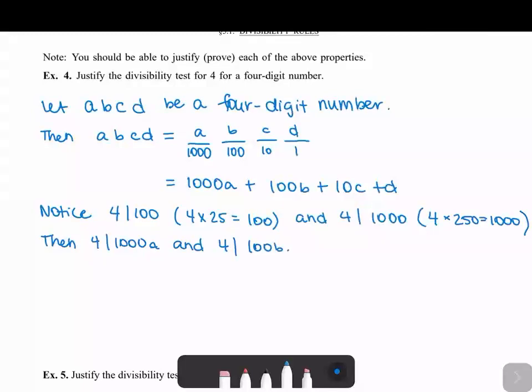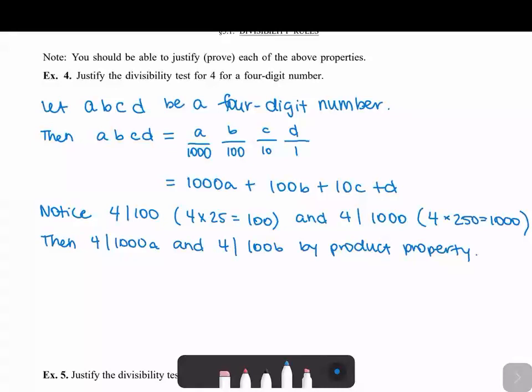If you don't know why this is true, stop and think about it. Think about why this is true. And the reason is because this is by the product property of divisibility. So we talked about the properties in the very first video. It says that if 4 is a factor of 1,000, then it's a factor of any multiple of 1,000. Similarly, if 4 is a factor of 100, it's a factor of any multiple of 100. So this is by the product property.